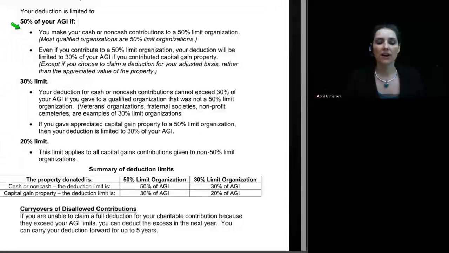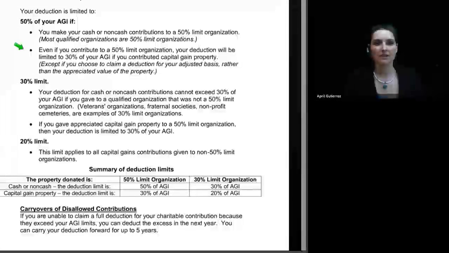But if I donate a non-cash piece of property to a charitable organization, that is appreciated in value, then my deduction is going to be limited to 30% of my adjusted gross income. So even if you contribute to a 50% limit organization, your deduction will be limited to 30% of your AGI if you contributed capital gain property. What is capital gain property? Capital gain property is a capital asset held for more than 1 year. It includes things like stock, bonds, and, well, that painting bought at Christie's auction. That would be an example of capital gain property.